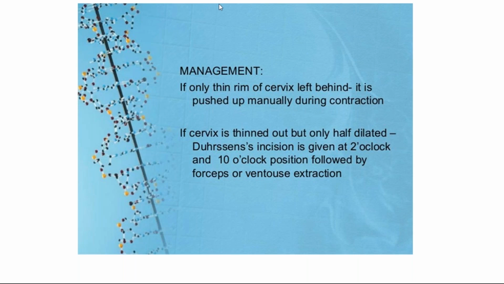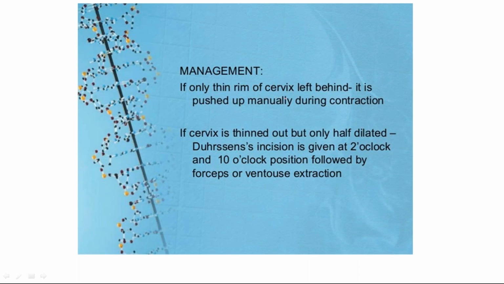Then management. If only a thin rim of cervix is left behind, you can push it up above the head. If the cervix is not fully dilated, then you can give cervical incisions, which are referred to as the Duhrssen's incisions. Of course, nowadays we are not seeing all these, because most of these patients are straight away taken up for abdominal deliveries. Previously, when facilities were not there, in such cases cervical incisions can be given at 2 and 10 o'clock positions. Then immediately put on a forceps or a ventouse extraction. These are called Duhrssen's incisions.